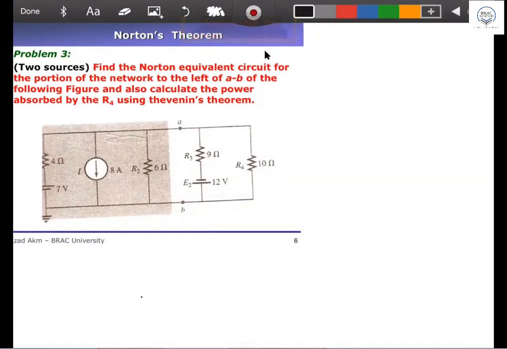Now look at it here. We are going to do the first part, not the second part. The second part you can do by yourself because that is the Thevenin equivalent. Now look at it.